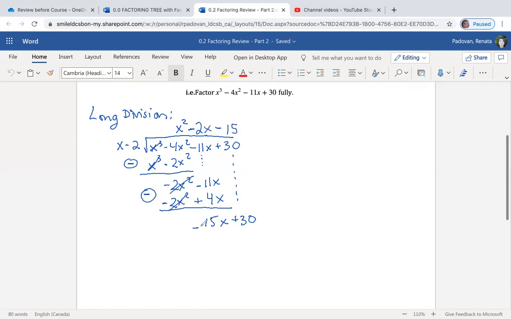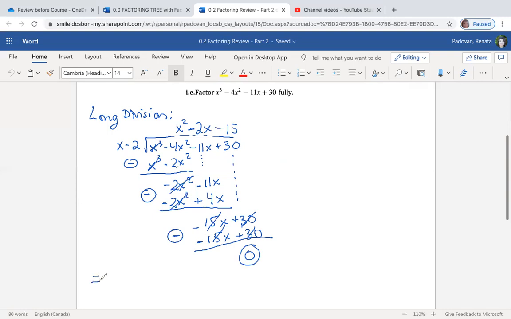So x multiplied by negative 15 is my negative 15x. And negative 2 multiplied by negative 15 gives me positive 30. And again, I'm subtracting. So that ends up being negative 15x plus 15x, and 30 minus 30 gives me the 0 remainder that I want. So then my answer would be here.